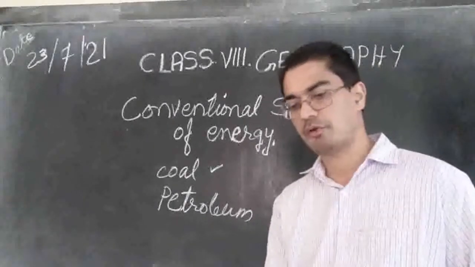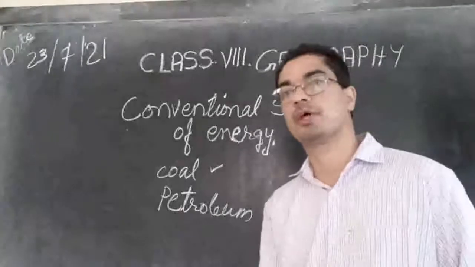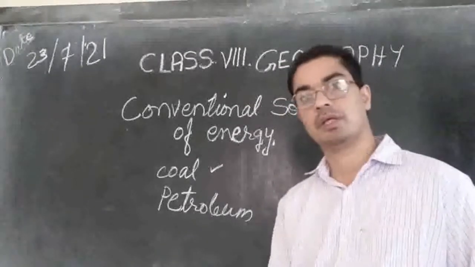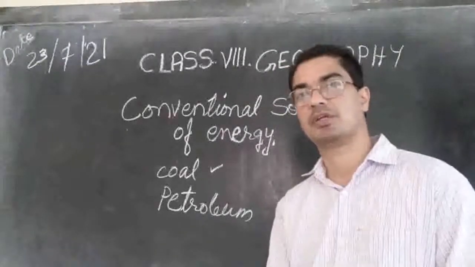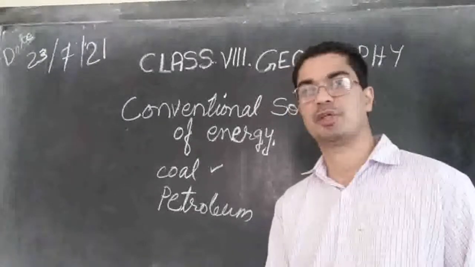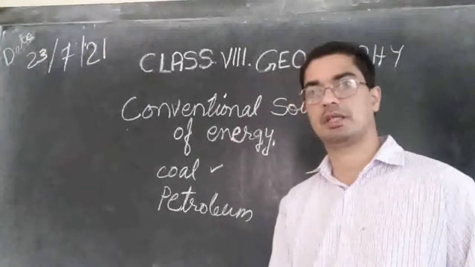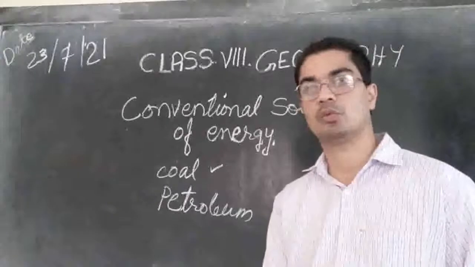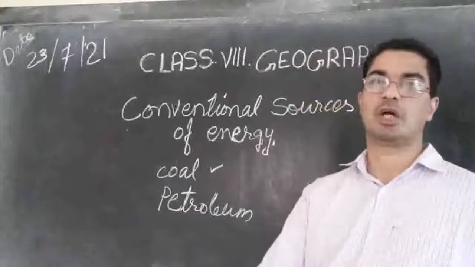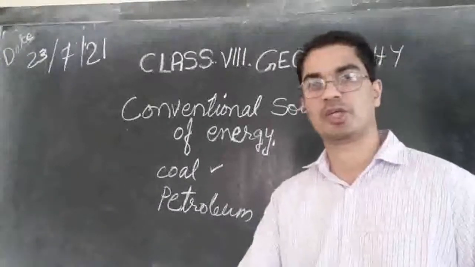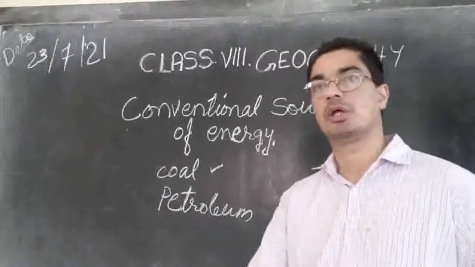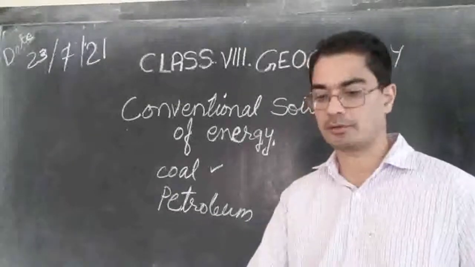So remember where this word comes from, where this meaning comes from. What is the meaning of petra? What is the meaning of oleum? These two are Latin words. Petra means rock, oleum means oil, and together it becomes rock oil.